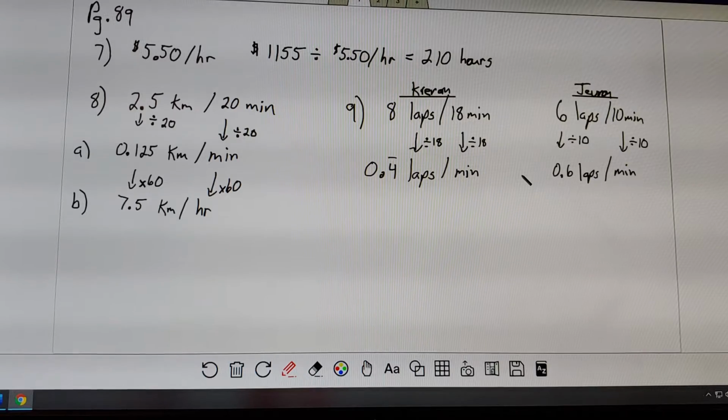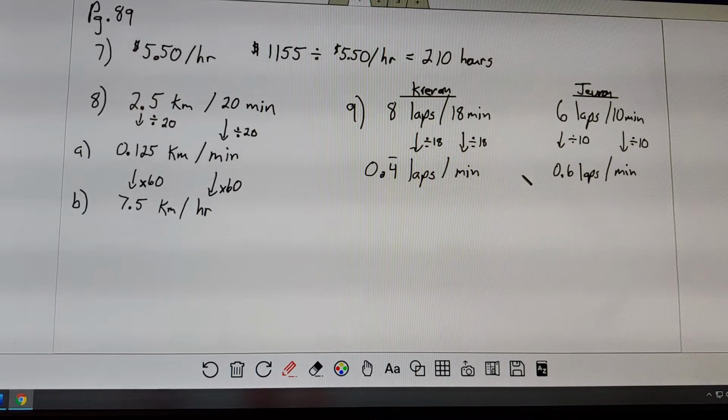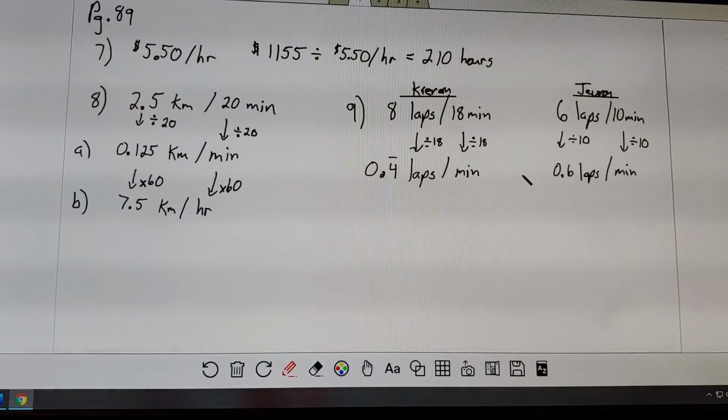Okay, so we are going to take up numbers 7 to 11 from the review. Number 7 was asking, Pierce babysits for $5.50 an hour. He earned $1,155 during the summer. How many hours did he babysit?